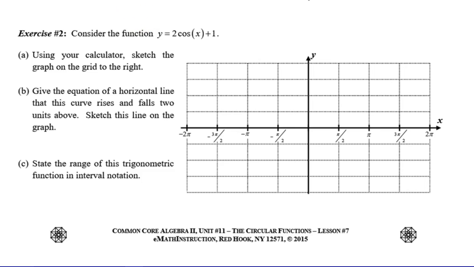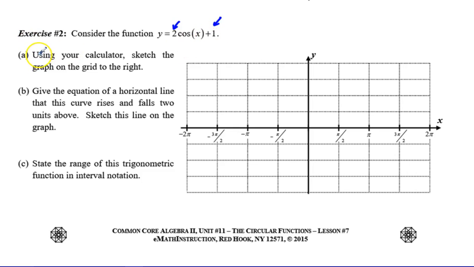Now we have a function that has 2 different transformations. Think back to what the effect of the 2 is on our graph. Hopefully you realize that's a vertical stretch by a scale factor of 2. And then we have this 1. Well, obviously we know the order of operations says you have to stretch it and then shift it, but it's going to be a whole lot easier if first we graph this line y equals 1.